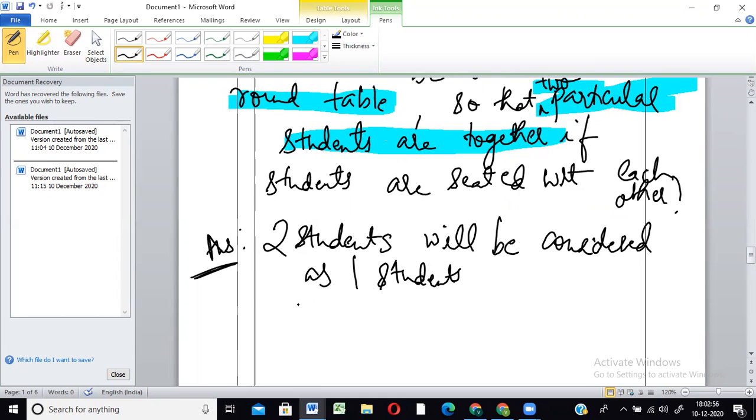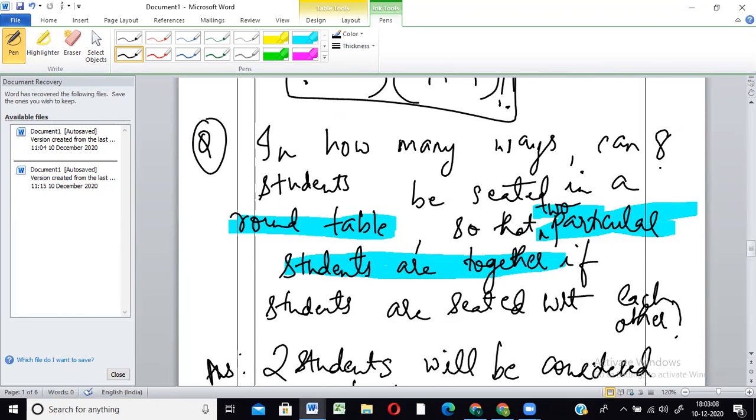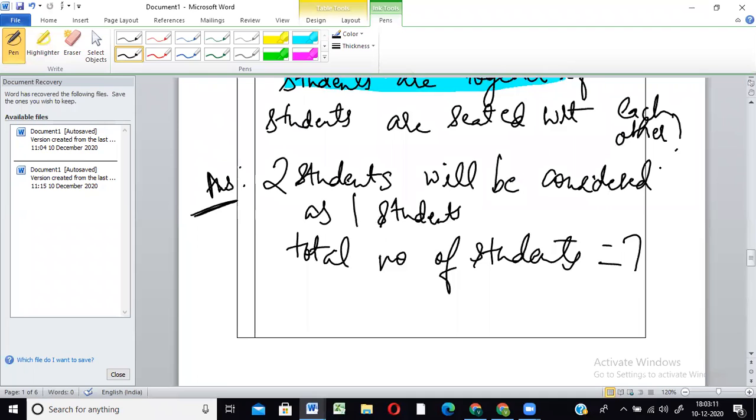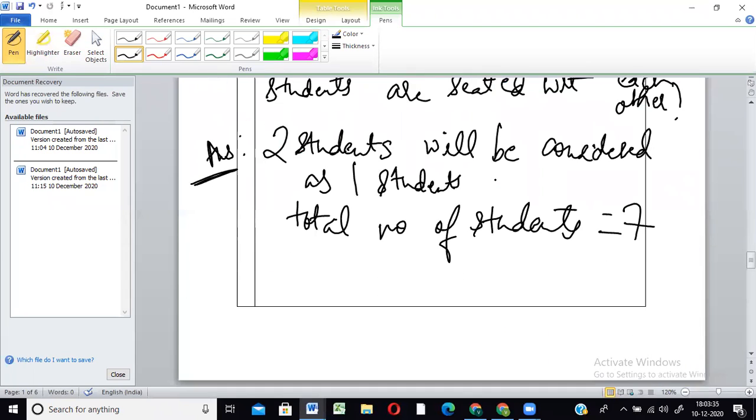So now the total number of objects is 7, because initially we had a total of 8 students. Out of 8, two particular students will always sit together, so we considered those two as one, which means actually one fewer. So now the total number of students is 7, and we have to make these 7 students sit at a circular table. As I said, when you have 10 students, they sit in 10 minus 1 factorial ways, according to the formula. So 7 students will sit in 6 factorial ways.